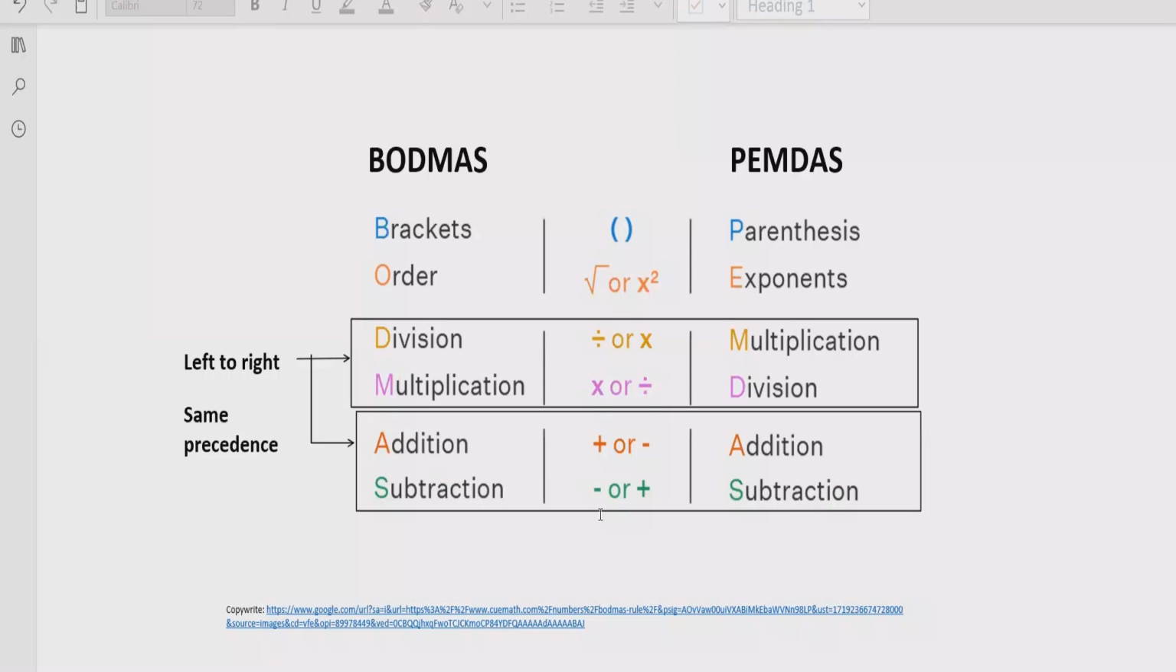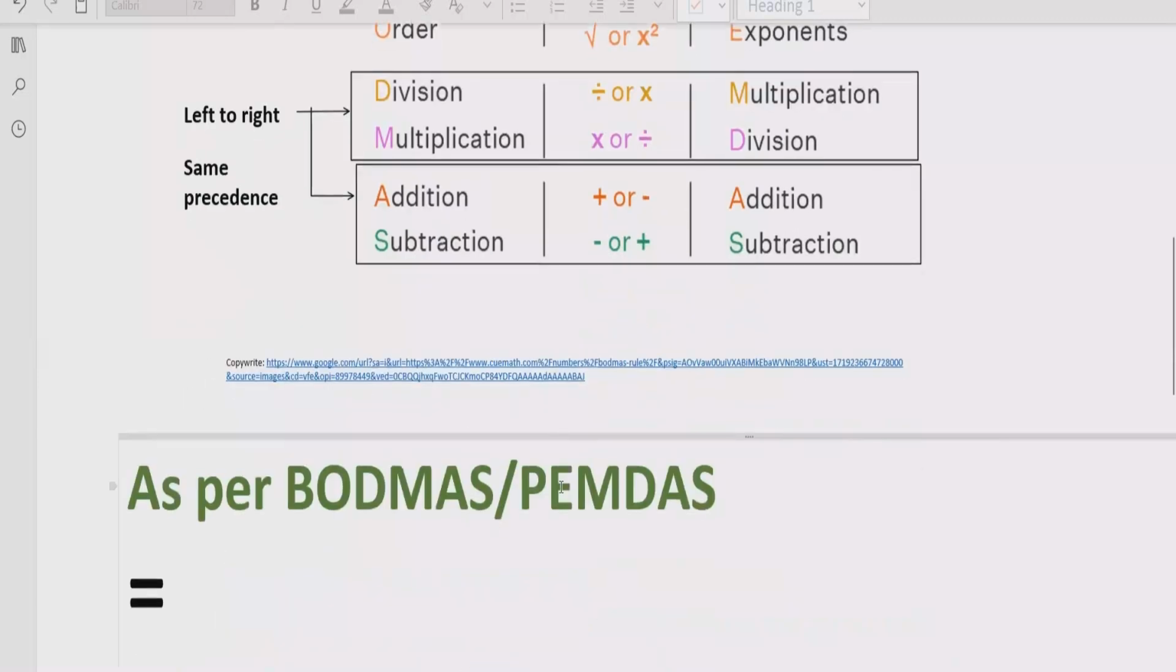Step number 3 is you have to solve division and multiplication. Both have similar precedence, so you can solve any of them which is coming first. Similarly, for addition and subtraction, we have the same rule. We can solve addition first if it is coming first, and we can solve subtraction first if it is coming first. Now, move forward to solve the given expression.